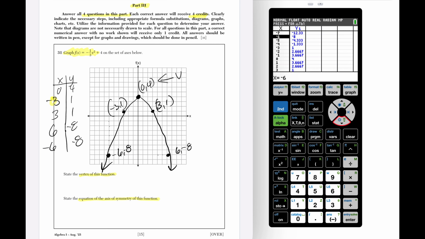I can clearly see that this is my vertex up on top. So I'm going to put that in. It's asking me now in the second part, state the vertex. And that point is at (0, 4). So that's all I need to put there.